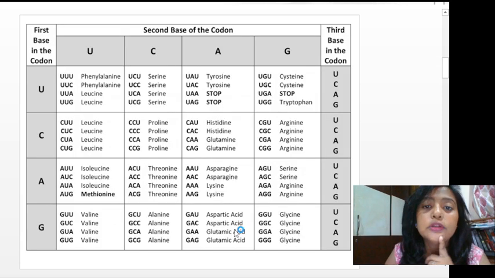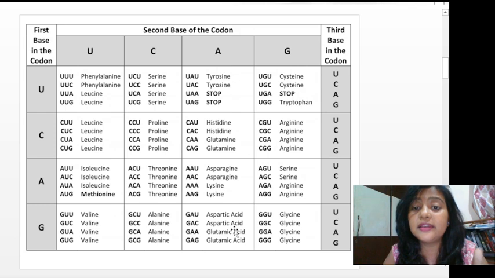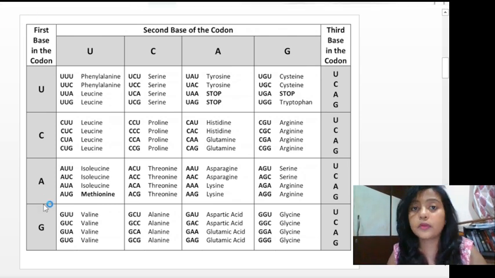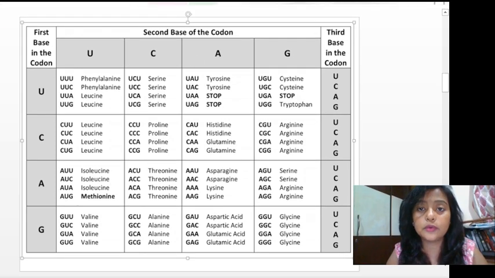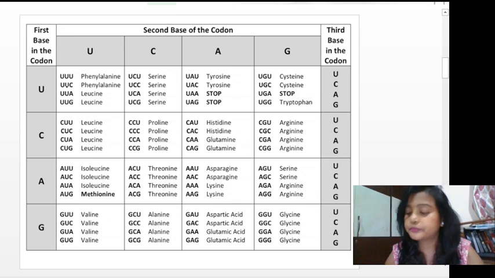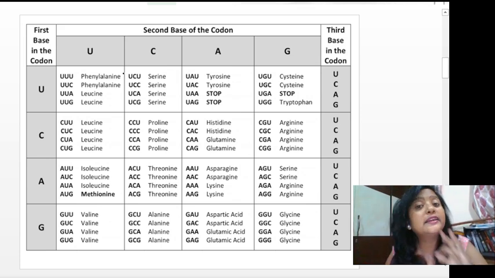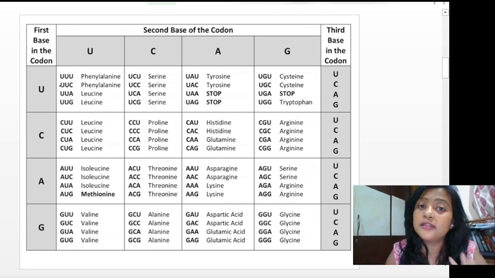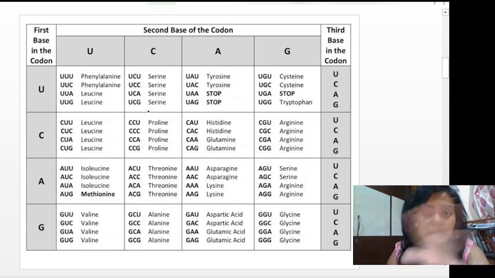Now you can see the image here. This image is about all the codons and how they are formed. I'll show it to you. Give me a second. Okay, now you can see here, I told you there are three letters together, which forms a triplet format. See, this is a table I've shown you. In this table, the first base in the codon is U, then C, then A, then G.